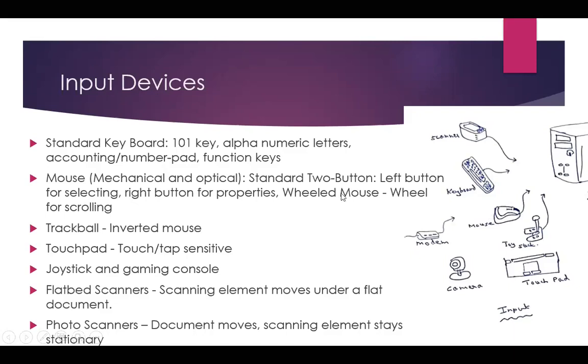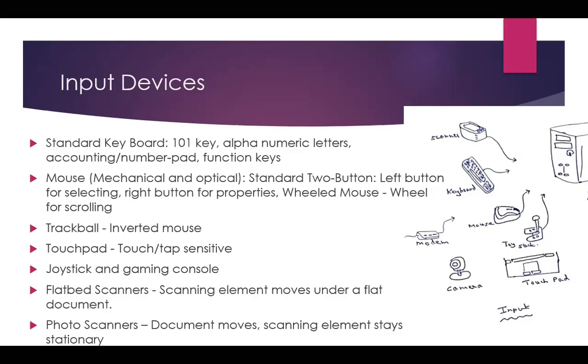Mouse has two standard buttons. One is the left button used for left click and the right button for right click. Left click is usually for selecting a particular object on our computer screen, and right click is used to display the properties or methods associated with that object.